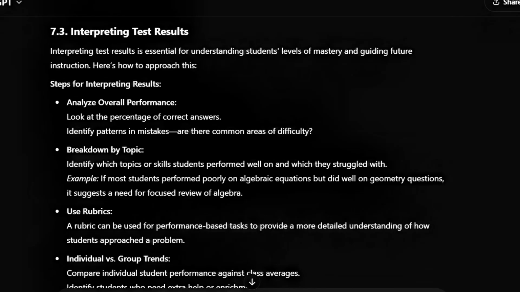Break down by topic. Identify which topics or skills students performed well on and which they struggled with. Example, if most students performed poorly on algebraic equations but did well on geometry questions, it suggests a need for focused review of algebra.